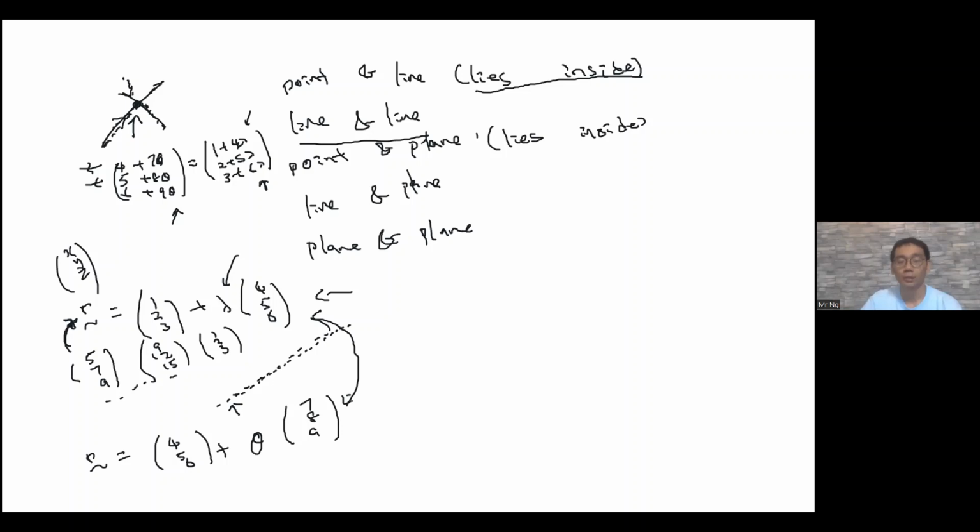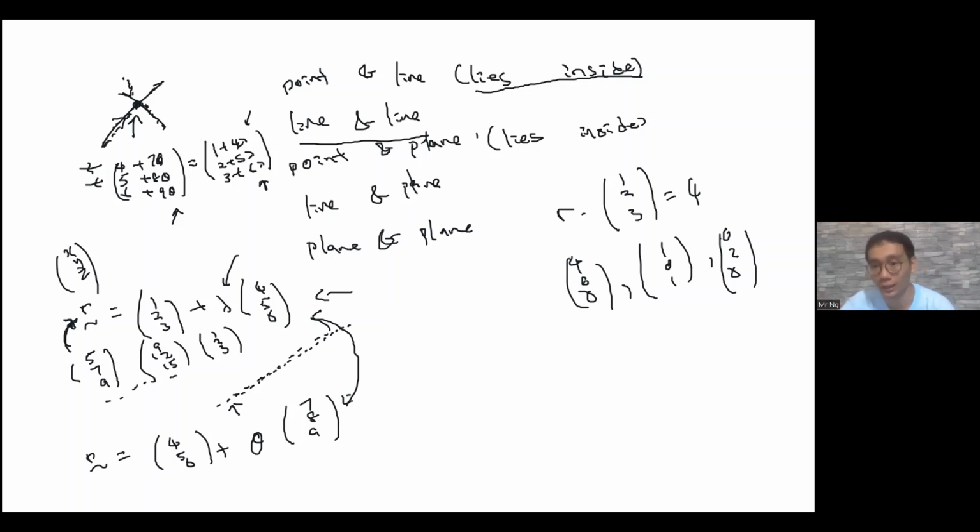Next up, let's talk about the equation of a plane. The equation of a plane is r dot 1 2 3 equals, say, 4. So this is going to represent a lot of different points. It can be 4 0 0. It can be 1 0 1. It can be 0 2 0, etc. Or 0 point something, as long as it gives 4. So it represents a lot of points.